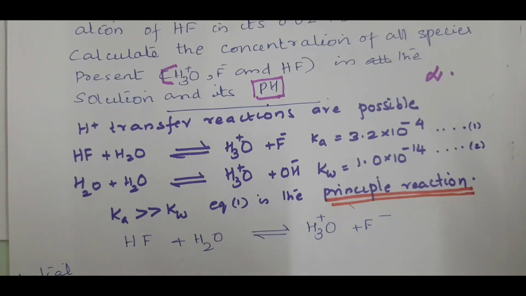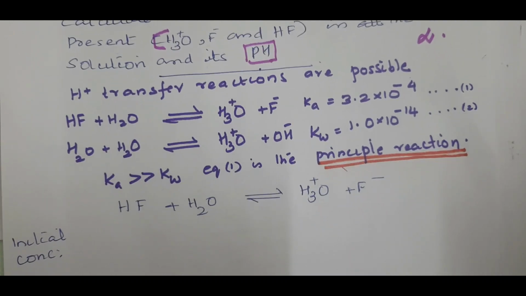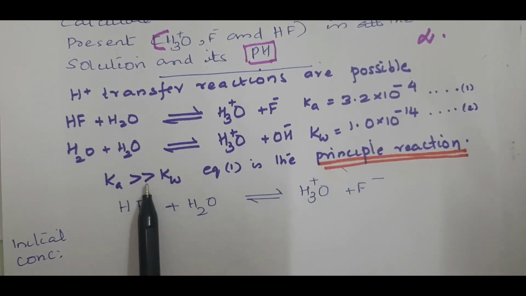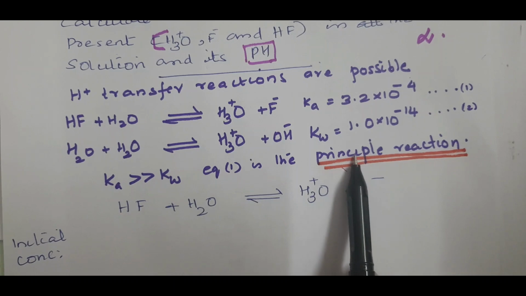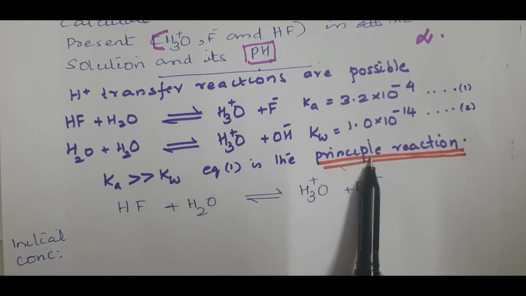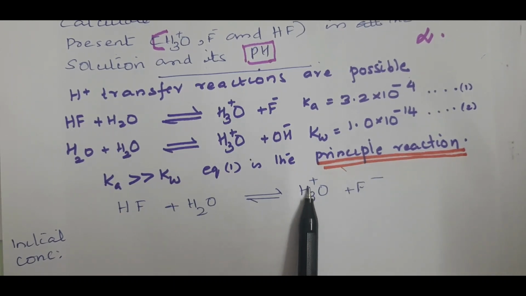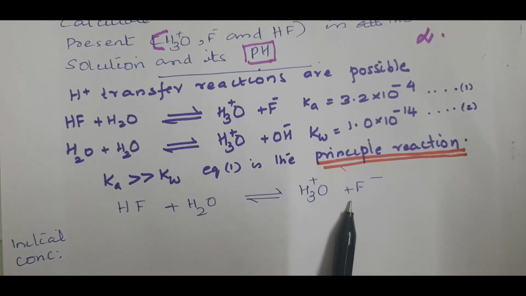Is it clear? Okay. Now once you have assigned the principal reaction, then you have to write that reaction once again, and then we will do it. See, since the Ka is greater for this, I have written Ka is greater than Kw. So our principal reaction is which one? HF plus H2O giving H3O positive plus F minus.